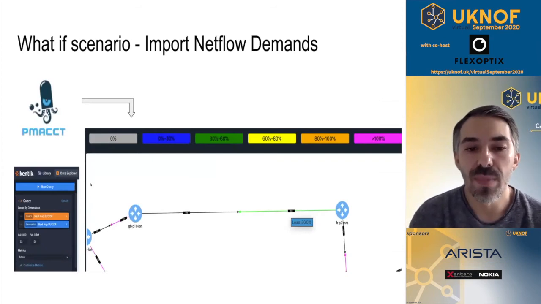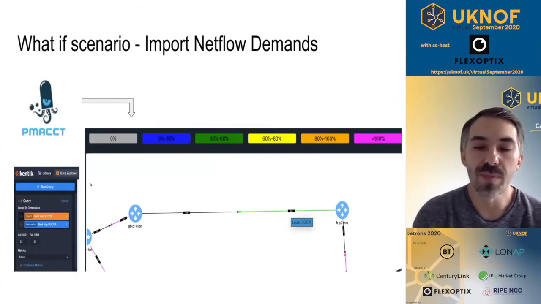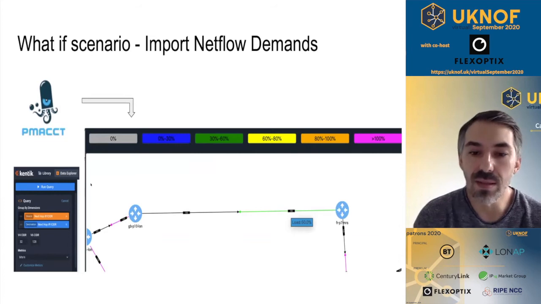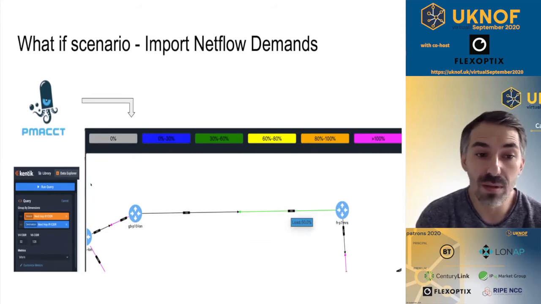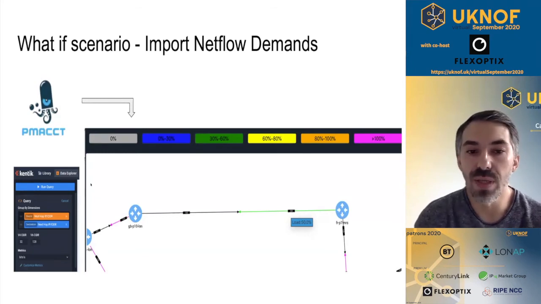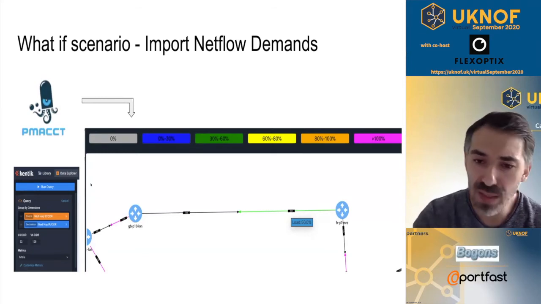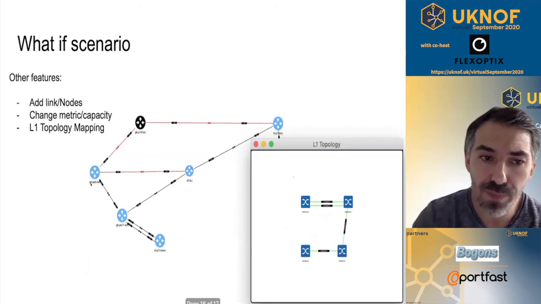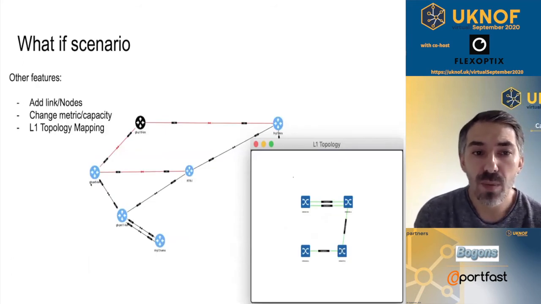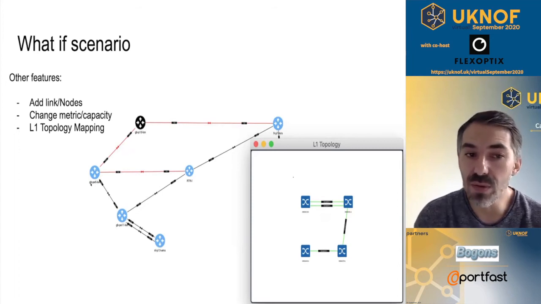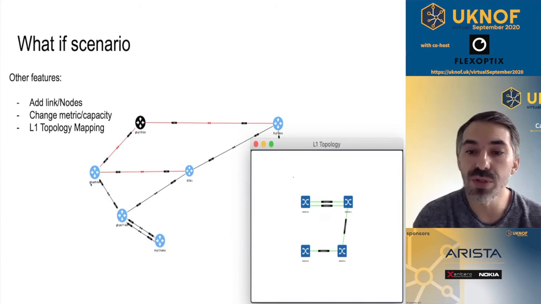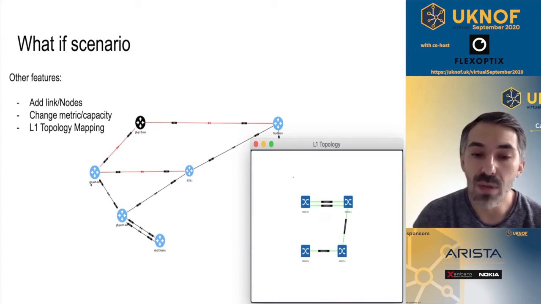Of course, it wouldn't be a what-if analysis if you can't import demands. So traffic demands, you can import from pmacct or Kentik, or you just put them in manually, and that will be displayed on the topology. In summary, the what-if scenario has adding and removing links and nodes, changing link capacity, and also a layer 1 topology mapping. I will go through that in the demo as well.